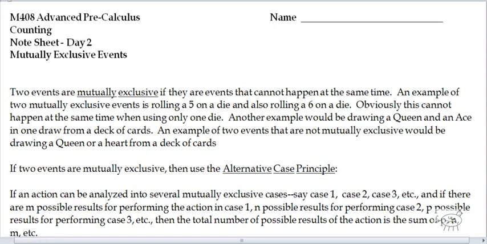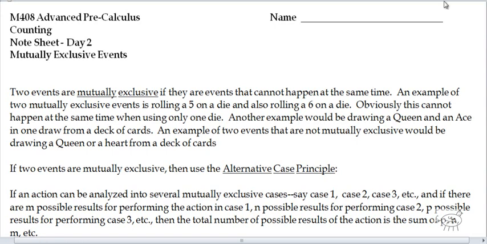An example of non-mutually exclusive events would be drawing a queen or a heart, because you can draw a queen of hearts. That can happen at the same time. We call that mutually inclusive, where something can happen at the same time, like a queen of hearts or two of diamonds.